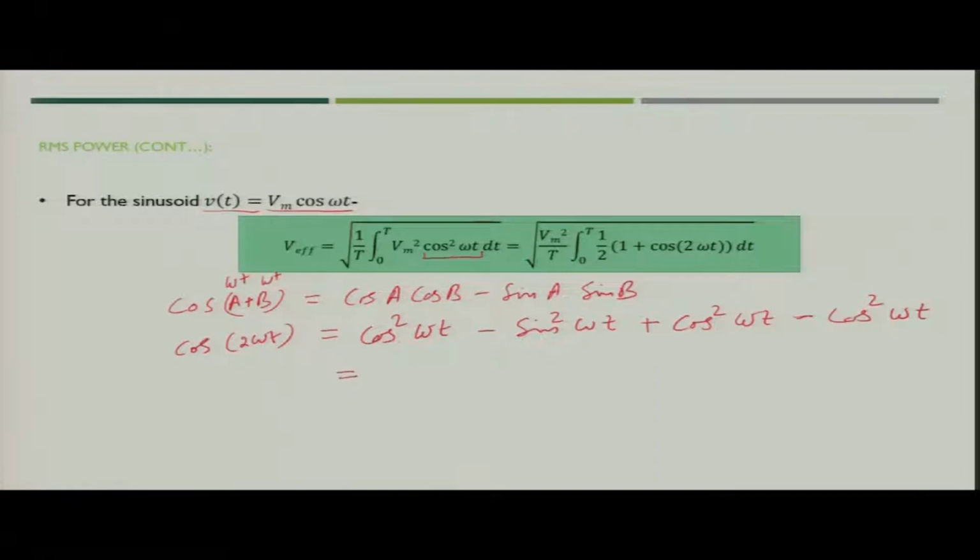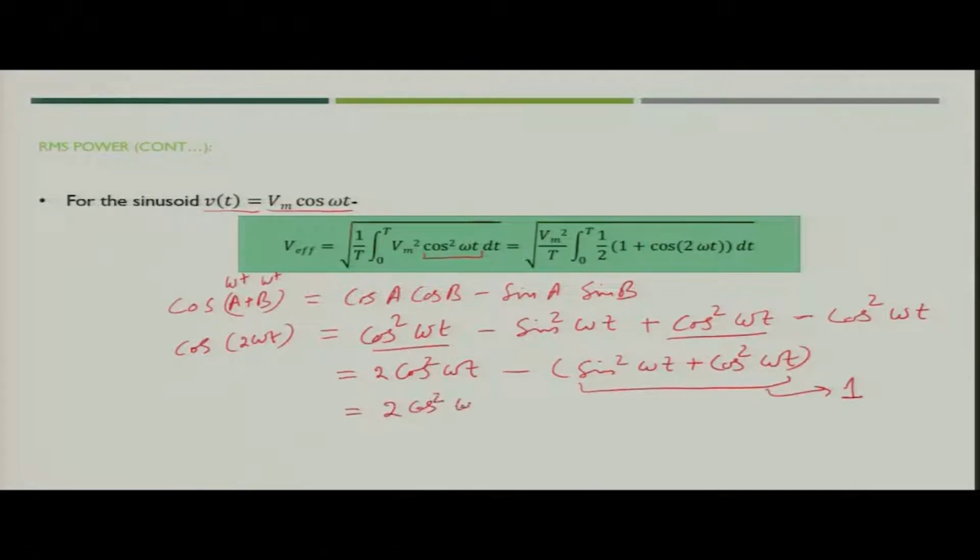Now, what you will do? You add these two terms, it will become 2 cos square omega t minus of sin square omega t plus cos square omega t. Now, if you see this expression, the value of this expression is 1. So, this will simply become 2 cos square omega t minus 1. Now, if you rearrange, what you will get? Cos square omega t is nothing but 1 plus cos of 2 omega t divided by 2.